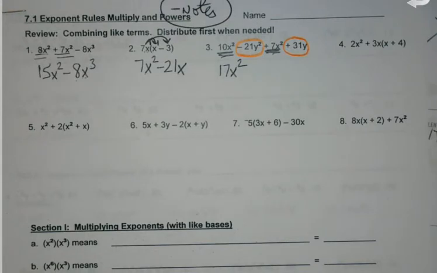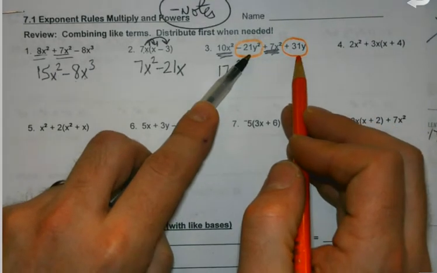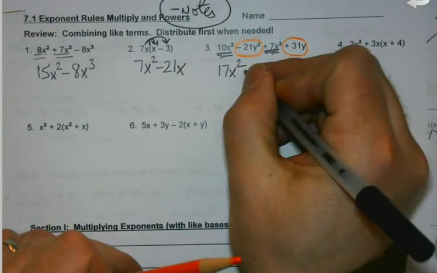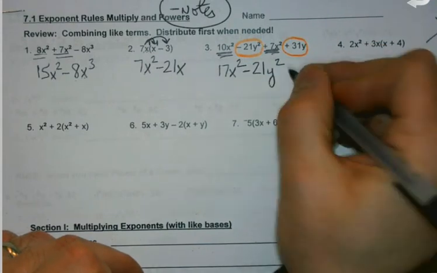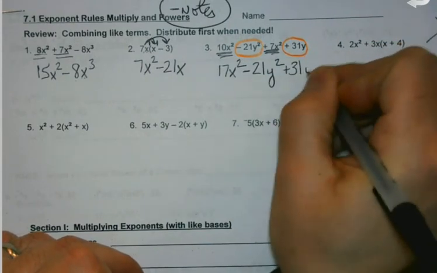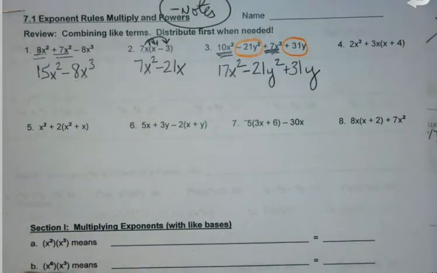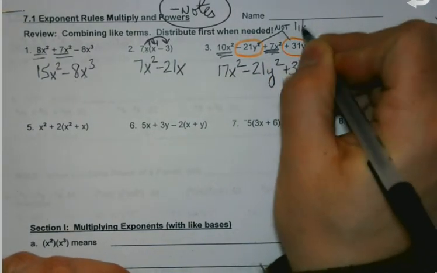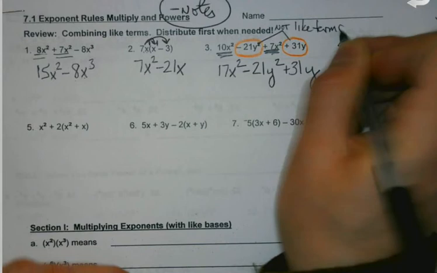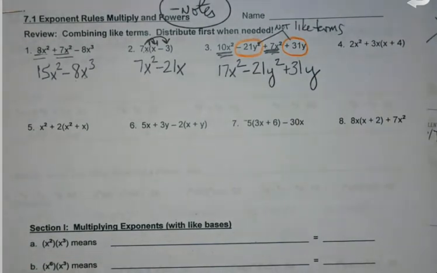A negative 20. Oh, Eric's caught me here. Are these like terms? No. Okay. So here, the minus 21y squared and the plus 31y have to stay the same because these are not like terms. See, I almost pulled a silly mistake there. That'd have been bad. So I can only put things together with like terms that are identical with what they've got.